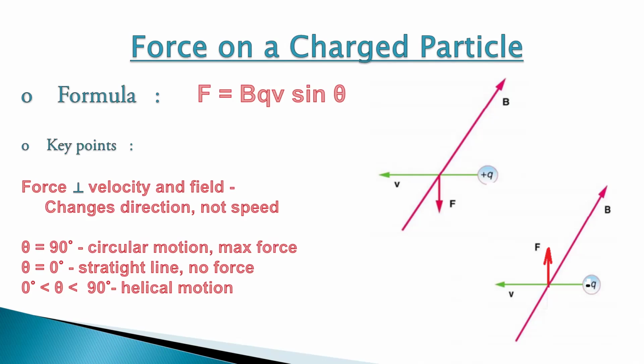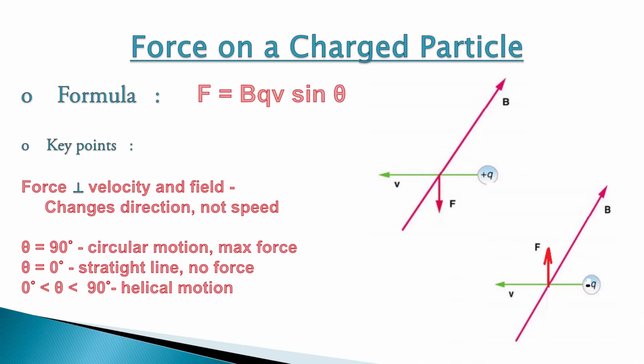To find the direction of the force, we can use Fleming's left-hand rule. For a positive charge, the direction indicated by the rule is the actual force direction. For a negative charge, like an electron, the force is opposite to the direction given by the rule. In the rule, the thumb represents the direction of the force, the first finger represents the magnetic field, and the second finger represents the velocity of the particle. The force is always perpendicular to both the velocity and the field.